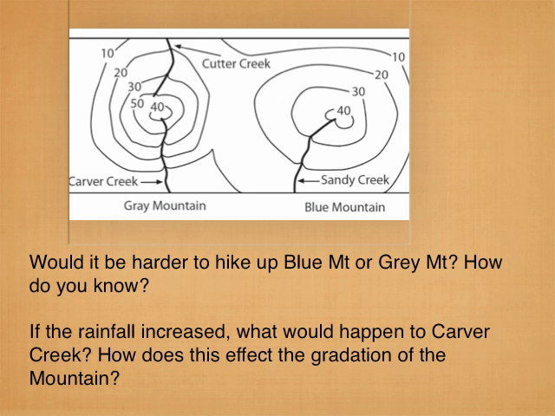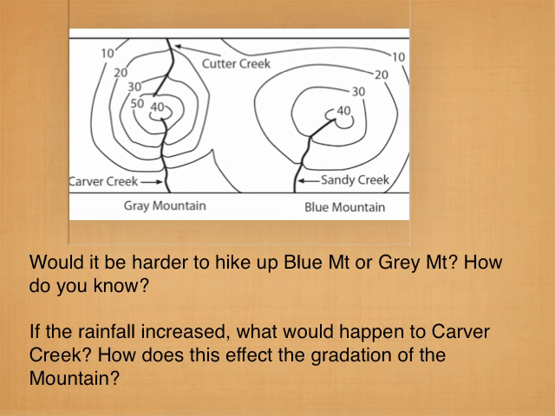Would it be harder to hike up Blue Mountain or Gray Mountain? So if I look at their index lines and I compare their proximity, like how close are they? Gray Mountain's lines are much closer together than Blue Mountain. So I would say that Gray Mountain would be a more difficult hike because the lines would be steeper because they're closer. The incline would be steeper because the lines are closer together.